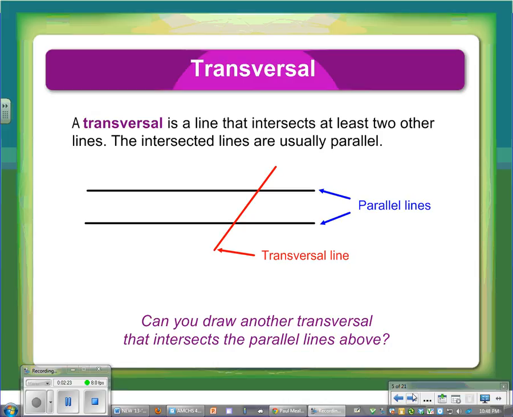Yesterday we were only dealing with parallel lines and the transversal itself. So the transversal, again, is any line that intersects 2 other lines. So the transversal line is drawn there. I could also draw a transversal that has a negative slope. Again, it's a line that intersects 2 lines.